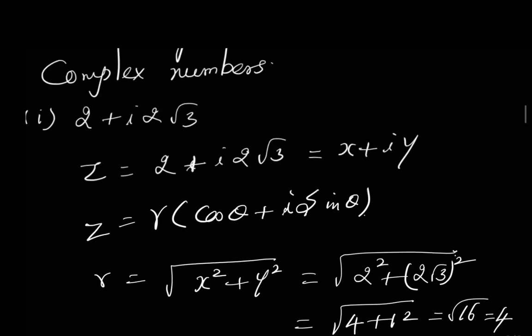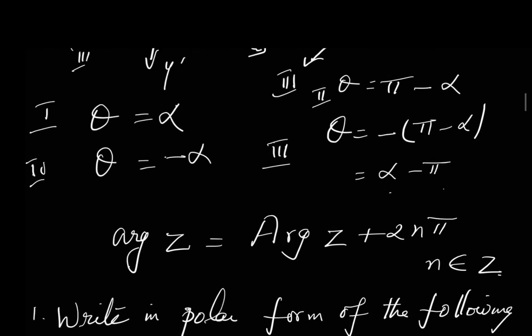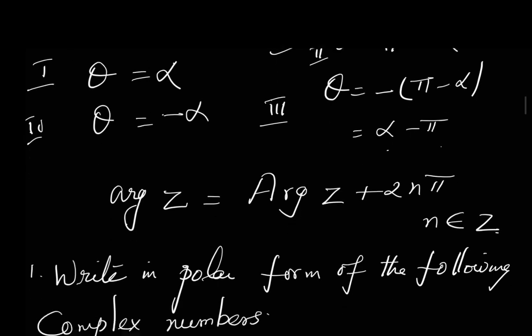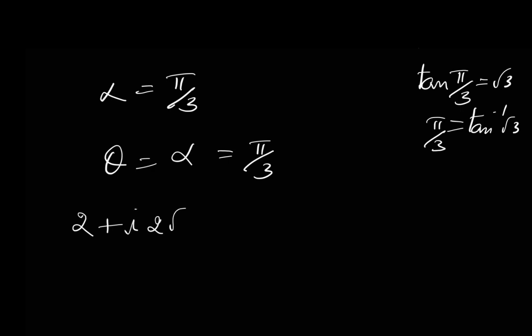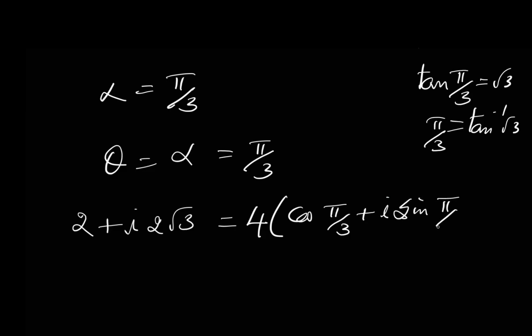Since it is in the first quadrant, what is our argument? Theta is equal to alpha, that is equal to pi by 3. So I write the complex number 2 plus i 2 root 3 is equal to r, which is 4, into cos pi by 3 plus i sin pi by 3.